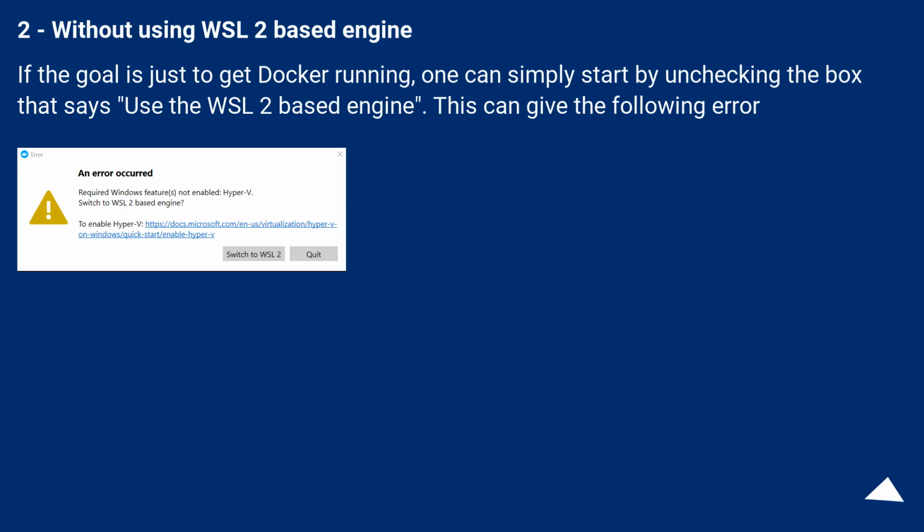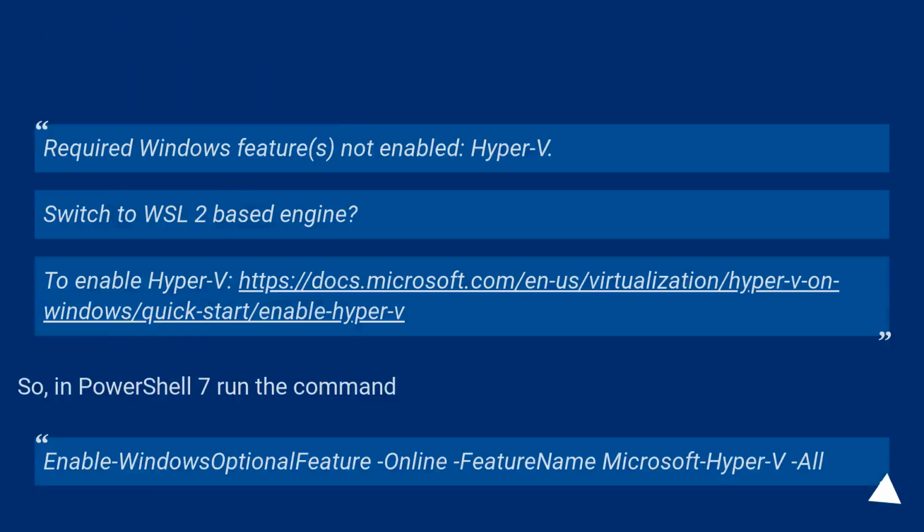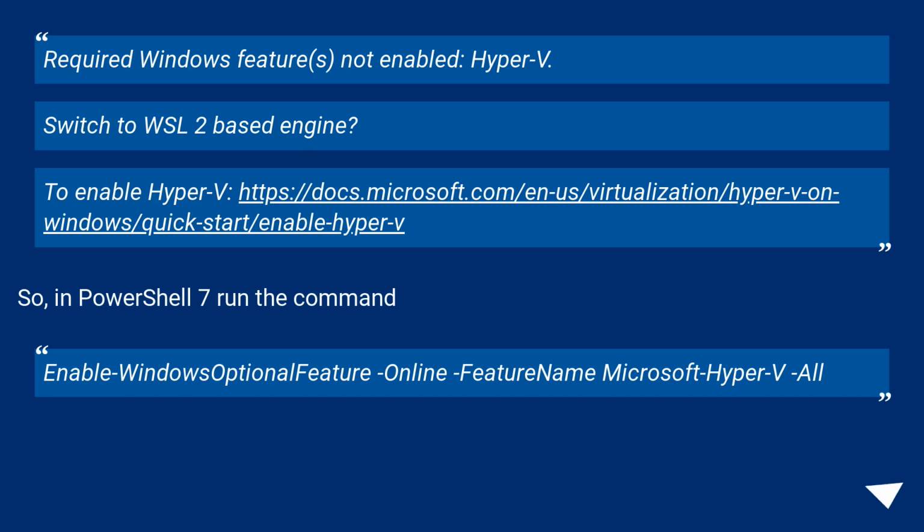Two. Without using the WSL2 based engine. If the goal is just to get Docker running, one can simply start by unchecking the box that says use the WSL2 based engine. This can give the following error: Required Windows features not enabled, Hyper-V. Switch to WSL2 based engine.